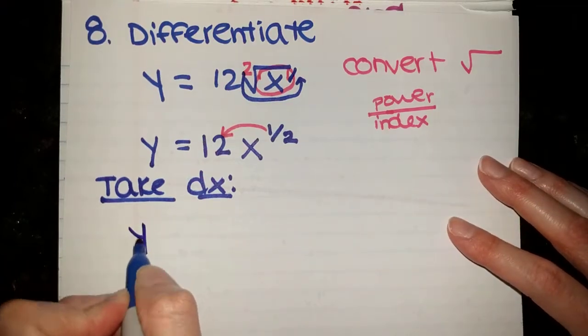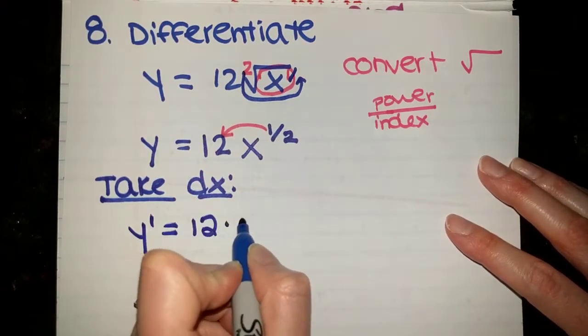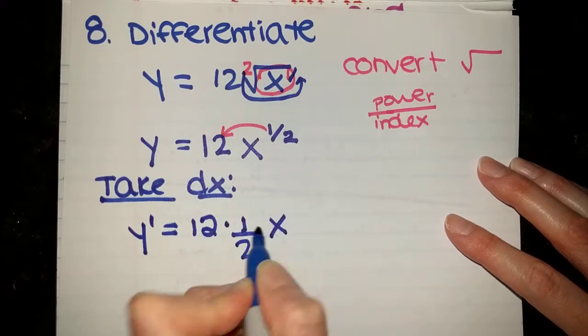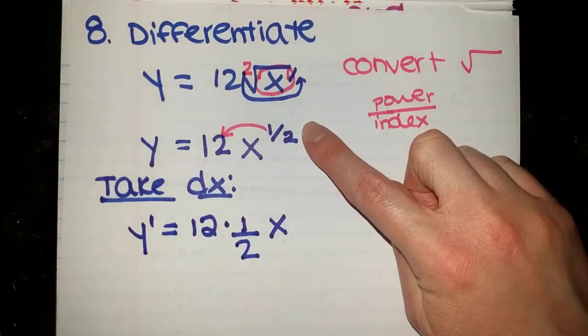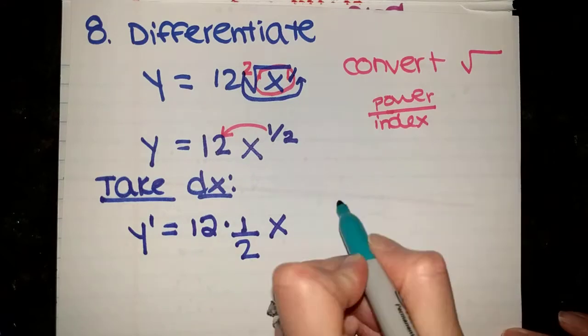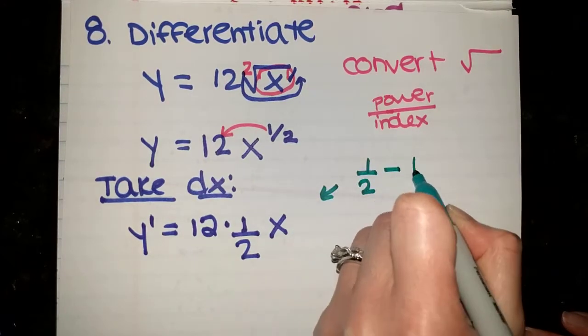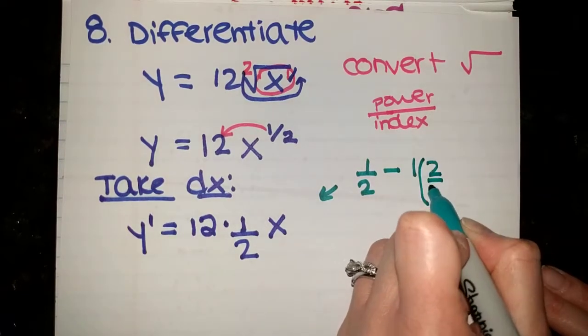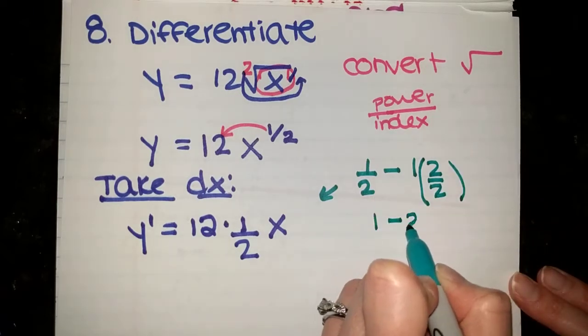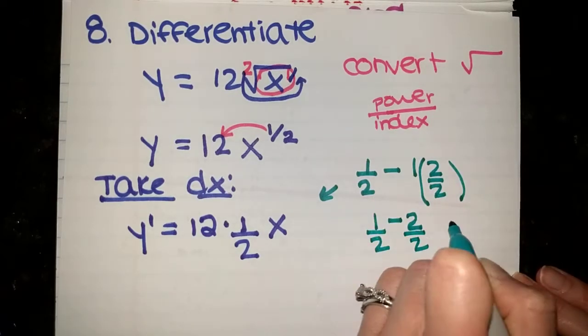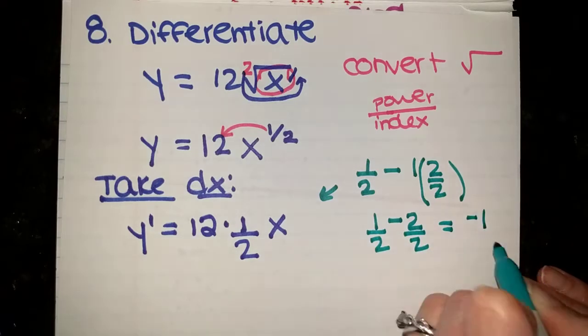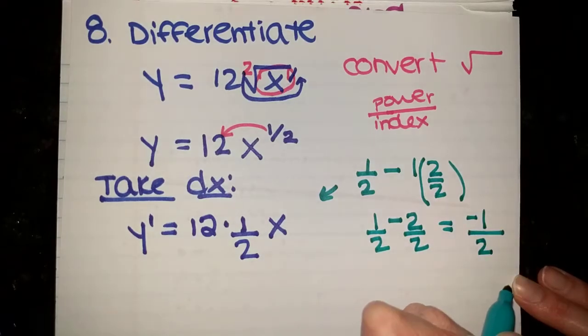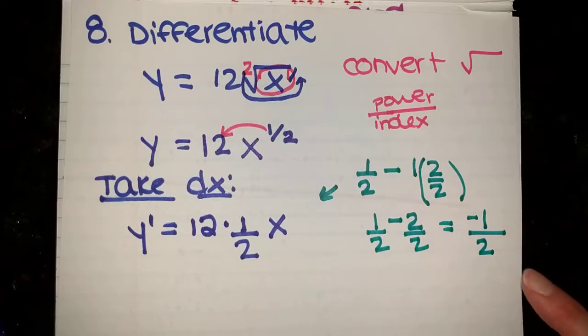So when you bring the 1/2 down, you're going to have 12 times 1/2, and then x, and then here you're going to subtract 1 from the exponent. So you are going to have 1/2 minus 1. Now, you have a fraction minus a whole number, so you have to get a common denominator. So you'll multiply this 1 by 2 over 2. And so you're really looking at 1/2 minus 2 over 2, subtract the numerator to get -1 over the common denominator of 2.